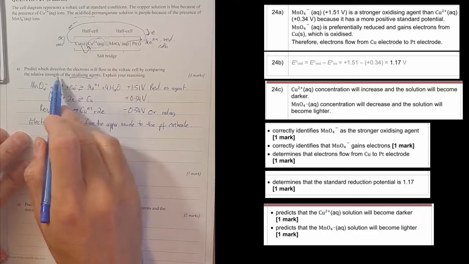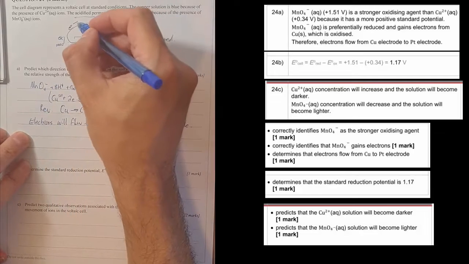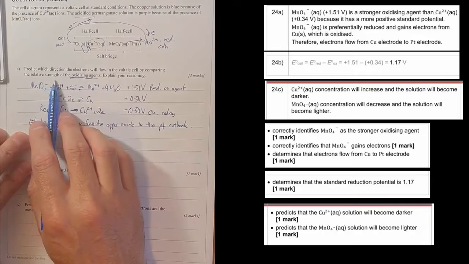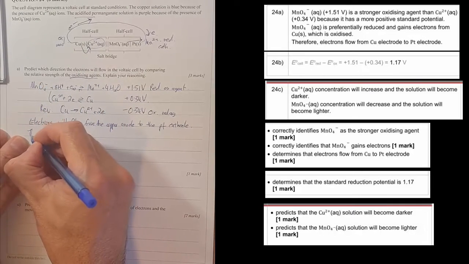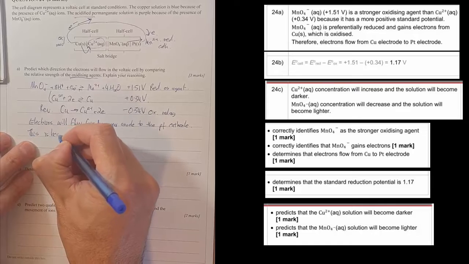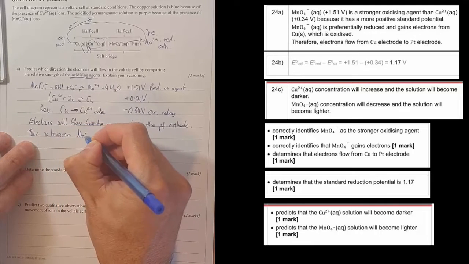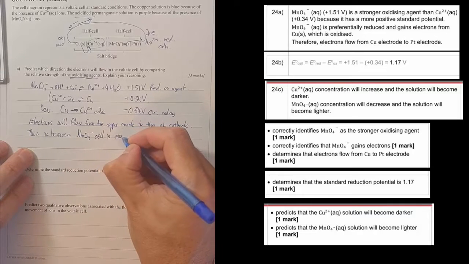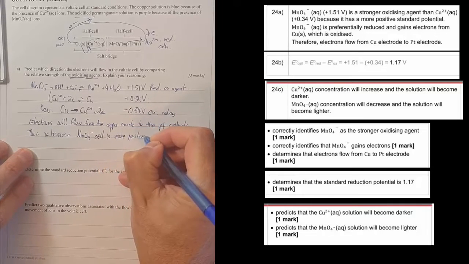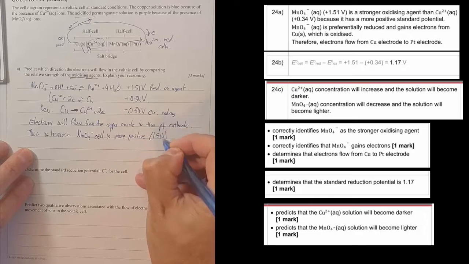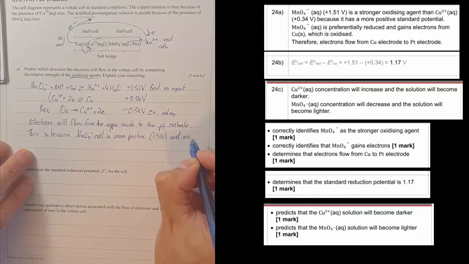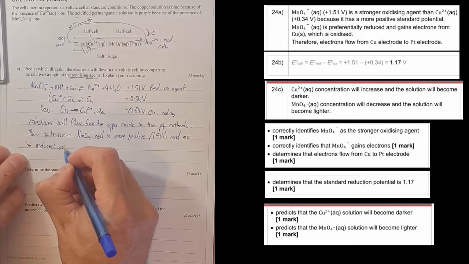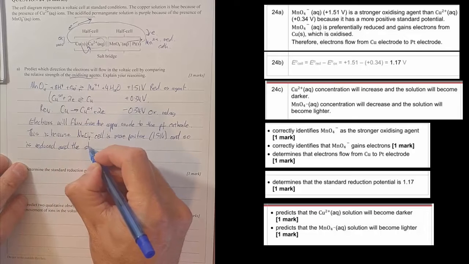All right. Predicted electron flow. Yeah, and I've drawn it as a picture as well, so that should give us marks as well as backup. This is because the MnO4 minus cell is more positive, 1.51 volts, and so is reduced and the stronger oxidizing agent.